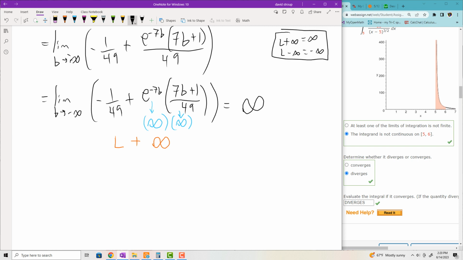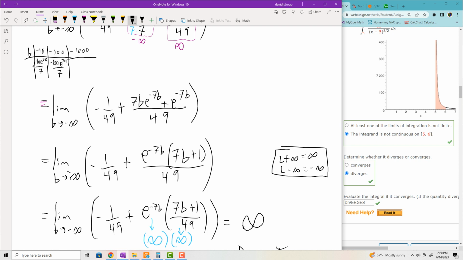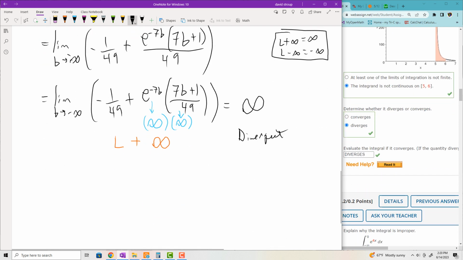Okay, so there it is. It goes to infinity, and this guy would be divergent. On my test, you would have to show me all that work. I know in the homework it says it's just divergent, but no, you have to put in the work and show me why.